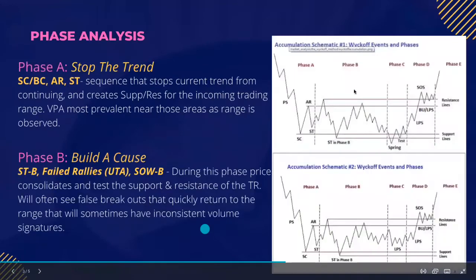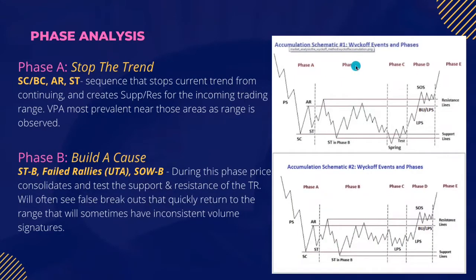So again, phase A, we're stopping the trend. Phase B, we're building a cause. Phase C is the final test of the range. Final test outside those range levels, support. See, this is the farthest we'll go. Test. And then this is the lowest point that we go before we reverse.